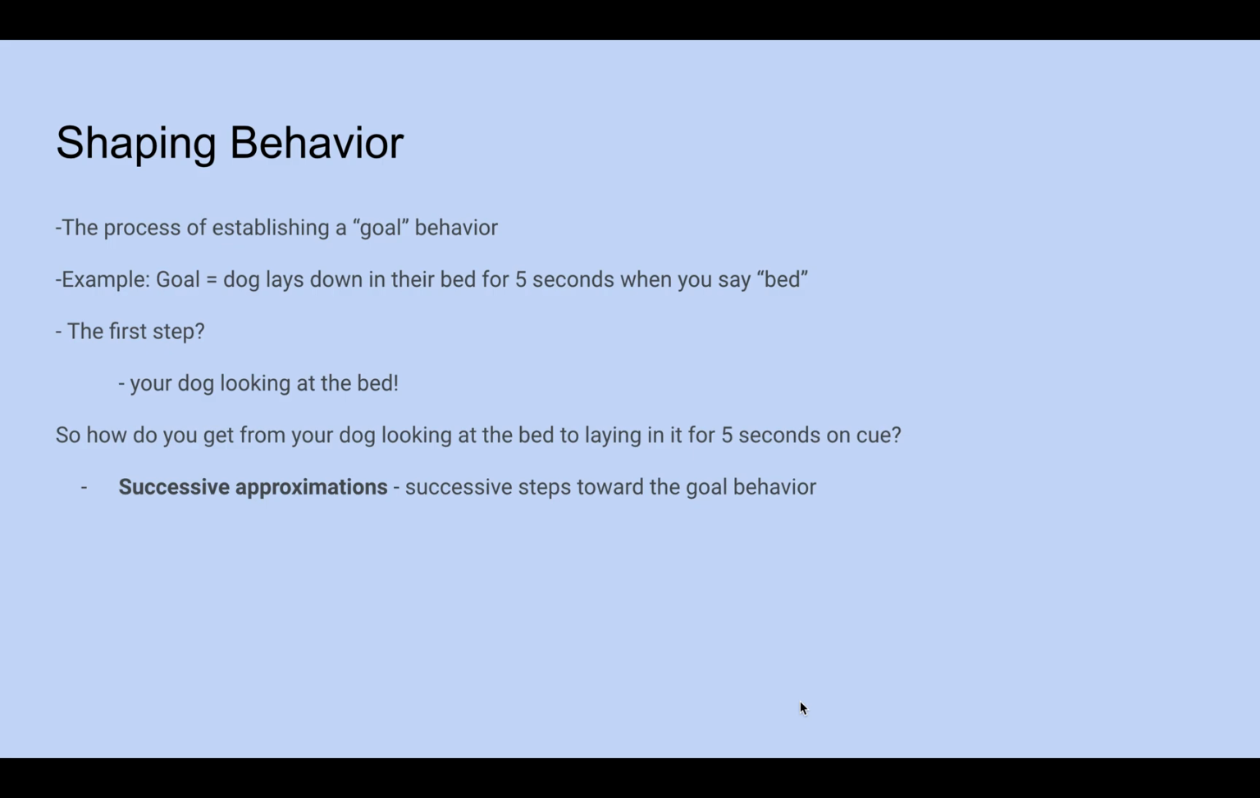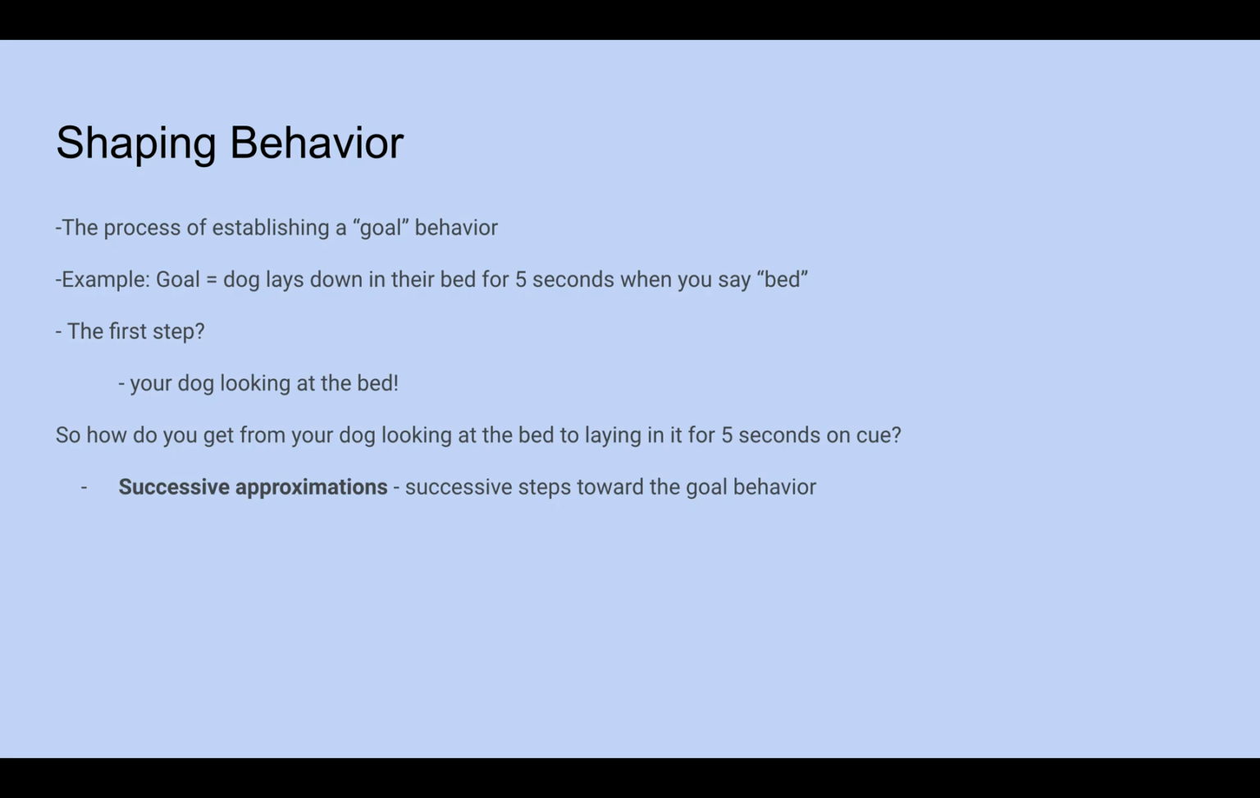We're going to talk about shaping a behavior. You're going to get a really good idea of what this looks like when you see the DRR video. But this is essentially what we're using in training as a tool all the time to shape our dog's behavior from something we don't want to something we do want, or from a neutral position to something we do want. So it's really the process of establishing this goal behavior we have in mind.